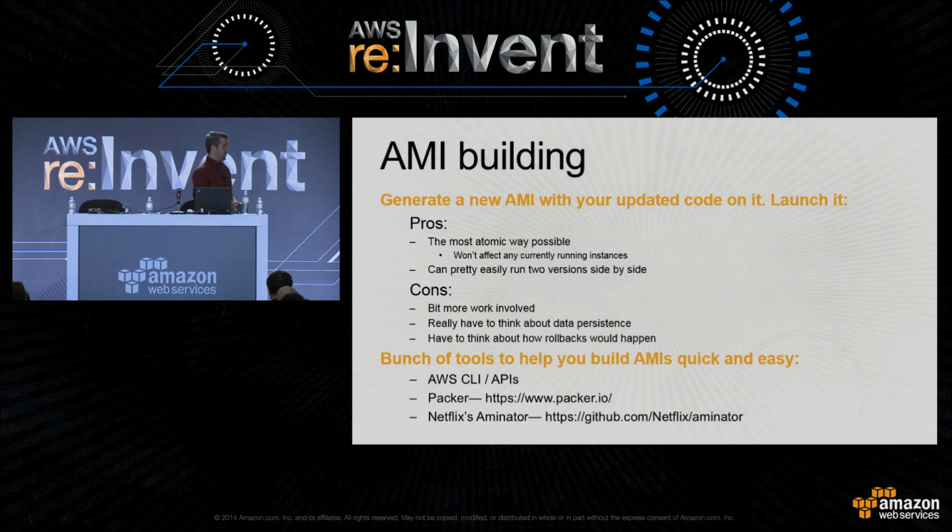There are a number of different tools to help you with this. Obviously, the AWS CLI and APIs can help you make this happen very easily. There are tools like Packer, which we'll talk about in a second. And then Netflix has an open source tool called AMInator, which also helps make this really easy and that you can very easily throw into your whole deployment pipeline.